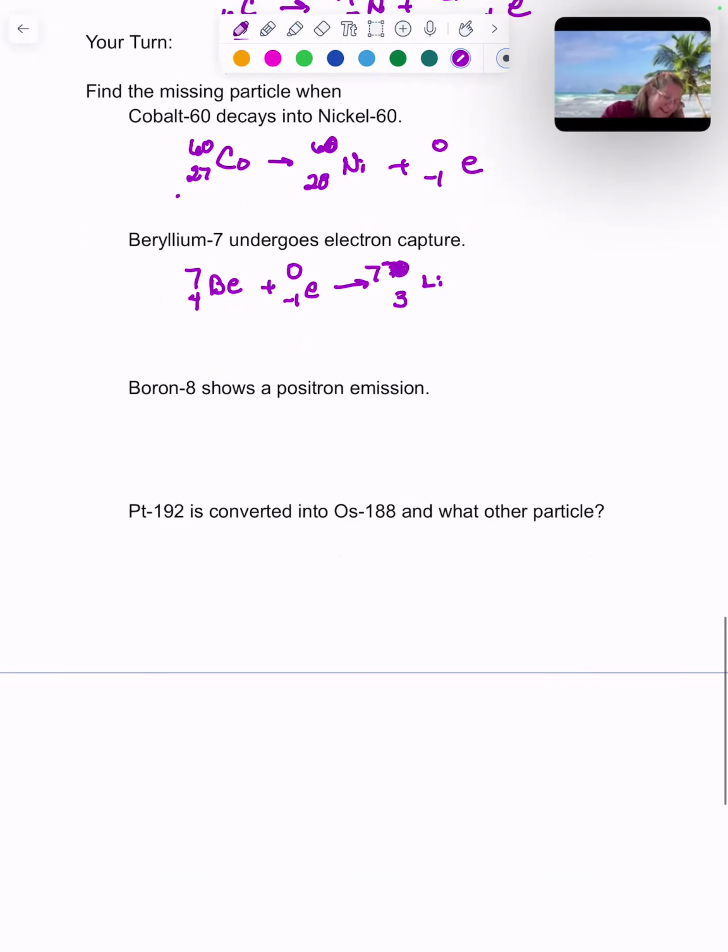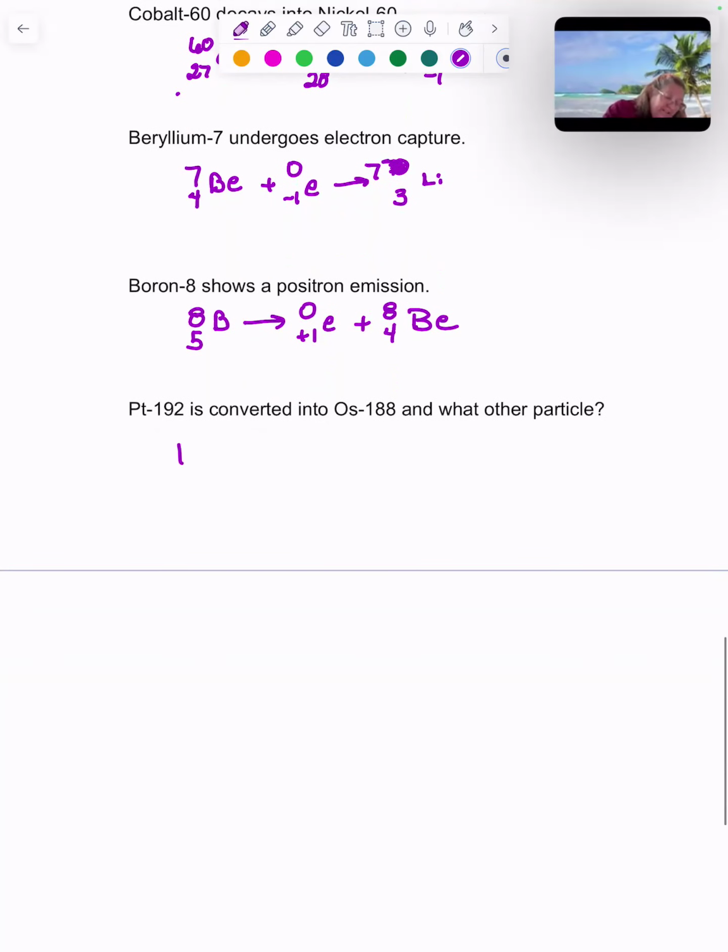Okay, boron 8. Boron is element number 5. A positron emission. Emission means it's being given off. It is a decay. Let's just test this for a second. If there's only one thing on the left of the arrow, it's a decay. If we're adding something on the left, it's a transmutation. Okay, so we're having a positron emission. That's 0 over plus 1 E. My mass is not going to change, so that's going to be an 8. This is going to be a 4 because 4 and 1 is 5. And element number 4 is my beryllium again.